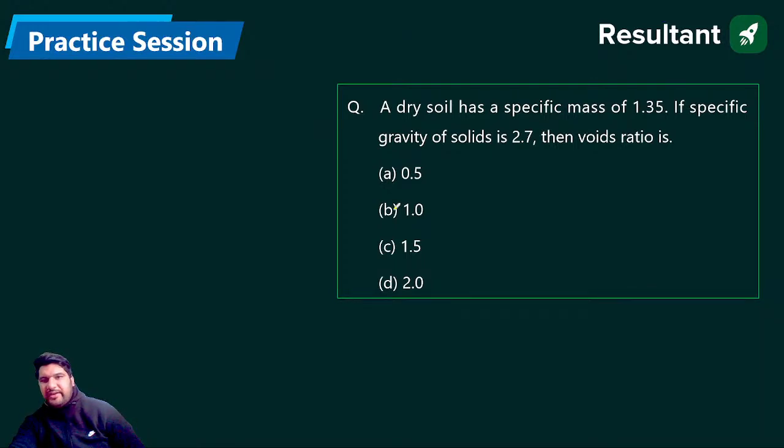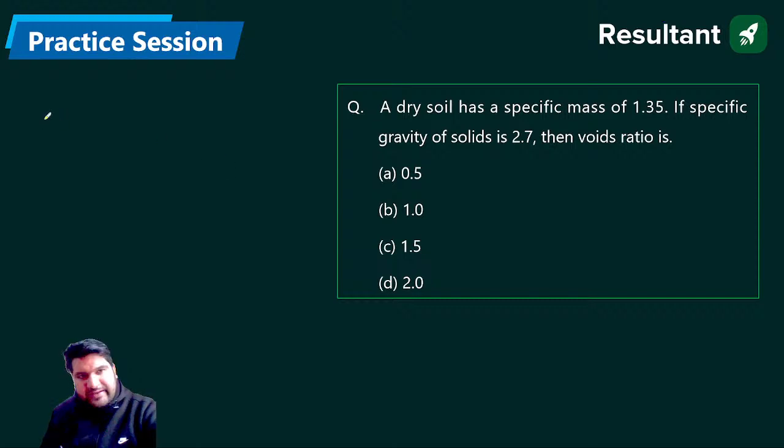Okay, the dry soil has a specific mass of 1.35 and the specific gravity of the soil solids is 2.7. What is the void ratio? Since you know the mass specific gravity, denoted by Gm, it is written as the specific gravity of the solid, Gs, upon 1 plus e.